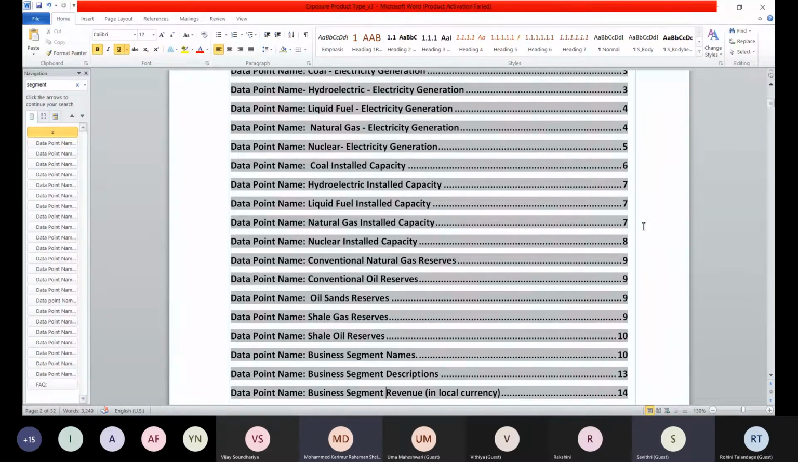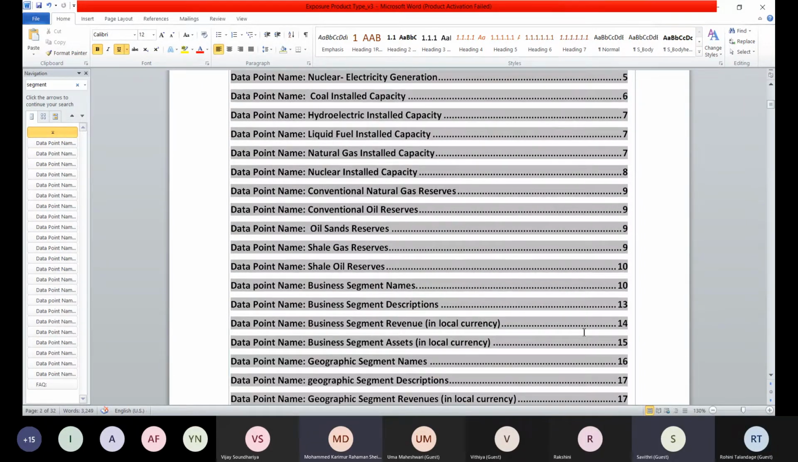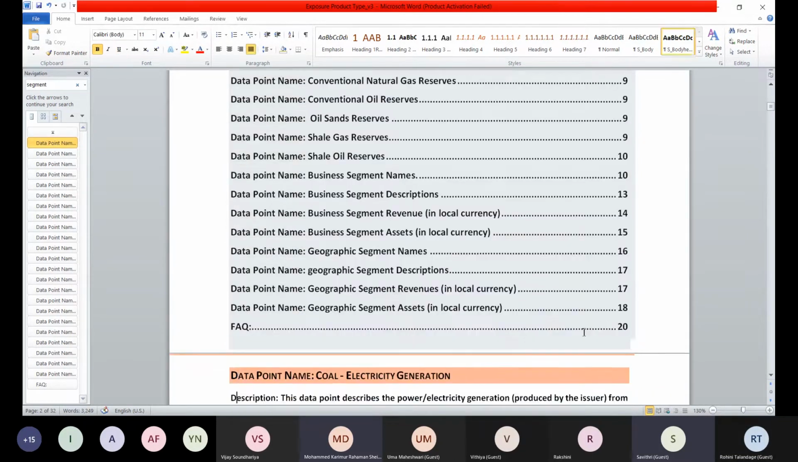Capacity is nothing but the maximum watts, the maximum value of the machines. Electricity will be generated through generating machines only, right? So that machine will have a capacity of how much electricity it can generate. This capacity is measured in the unit MW, megawatt, not MWH, only MW. That is the unit of capacity. We'll see one by one. Rohini, go to coal installed capacity.